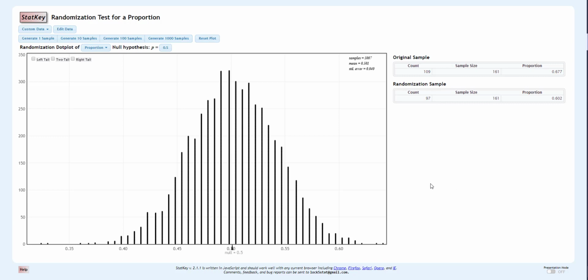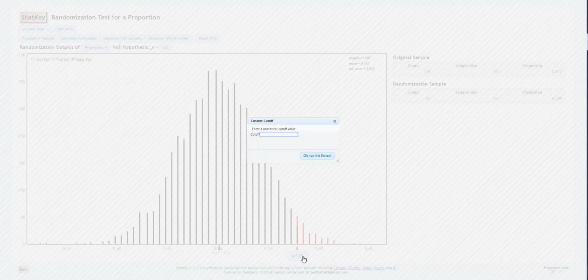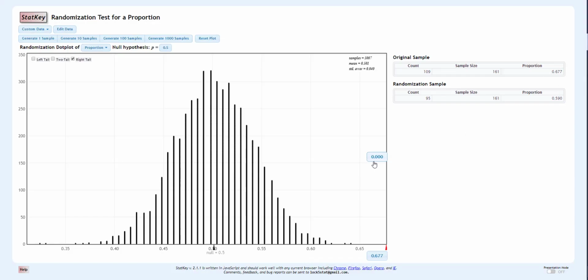What we can do then, if we want to figure out the actual probability, is click on this right tail, because we want the number of dots above our sample proportion of 67.7%. We can click down here, change this to 0.677, our sample proportion, and we can see that 0% of the time we got a sample proportion as big or bigger than the one we observed when the null hypothesis is true. Basically, it's very, very unlikely to get our sample when our null hypothesis, our default belief, is correct.